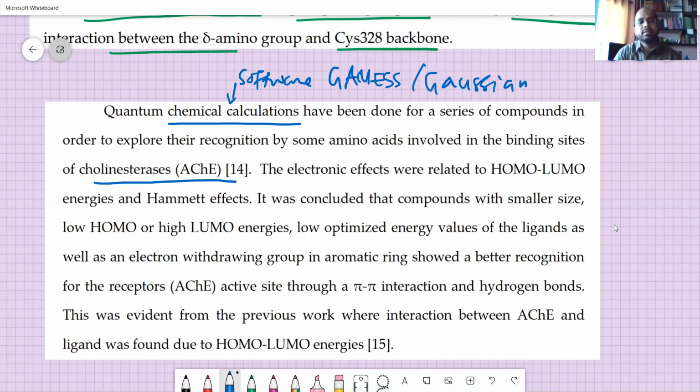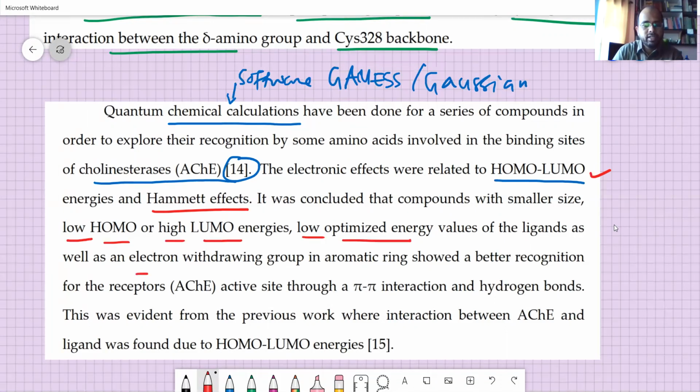So this is another receptor there, and the reference is given there. Electronic effects related to HOMO and LUMO, and that is what I told you, this is a very important calculation. And Hammett effects, the substituents. It was concluded that a compound with a smaller size, low HOMO or high LUMO energies, and low optimized energy values of the ligands, as well as an electron withdrawing group like NO2 in the aromatic ring, showed better recognition for the receptor. So this is from the literature survey.